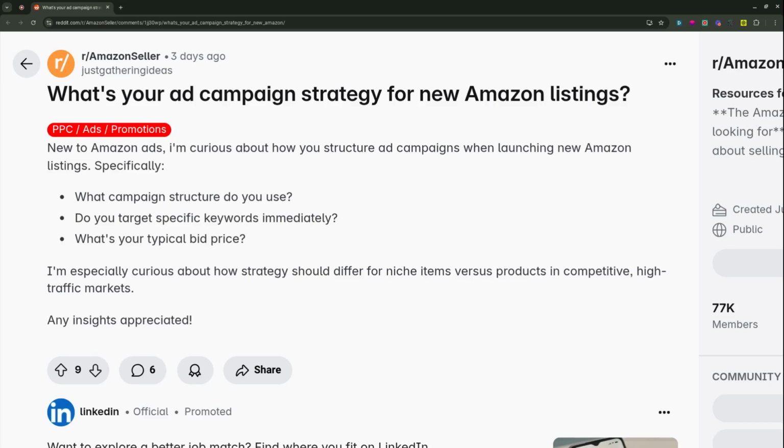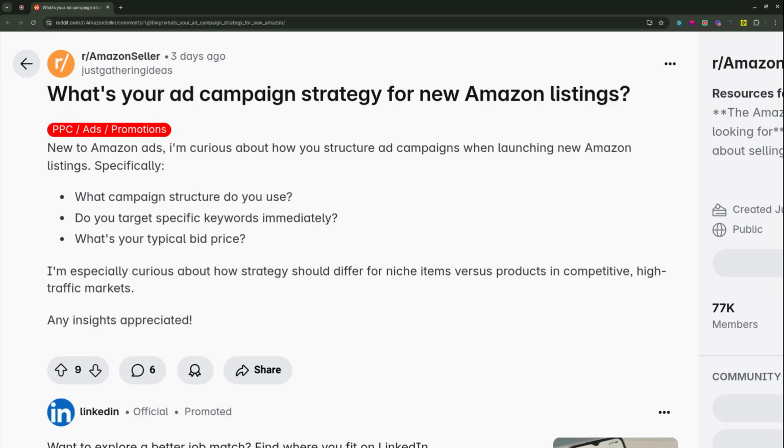Any insight is appreciated. Obviously, this is a very common question. Pretty much anyone selling on Amazon for the first time, regardless of scale, is going to be wondering about this. So just to jump straight into that, he's right to point out that the factors surrounding your product will determine your approach with Amazon ads. One of the biggest ones is, are you selling in a competitive space, or in a smaller, niche space?